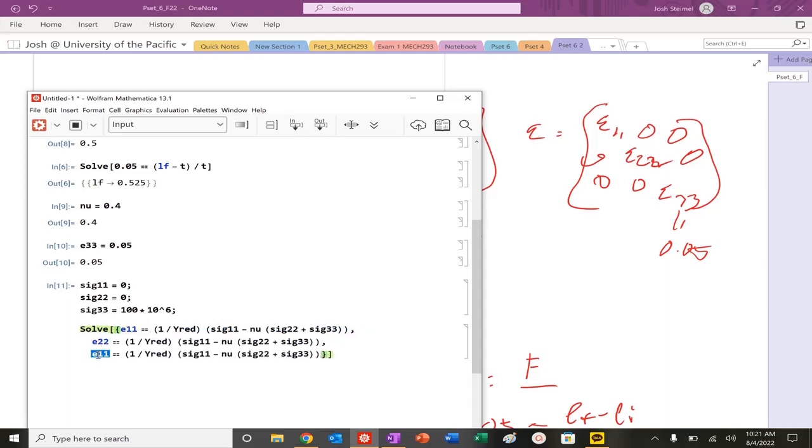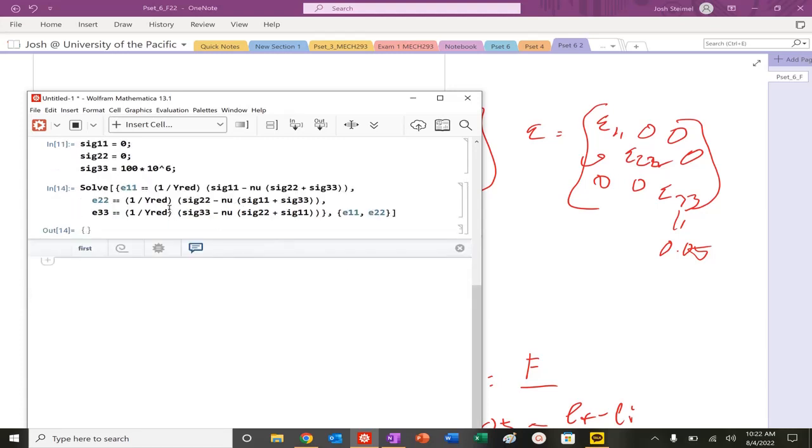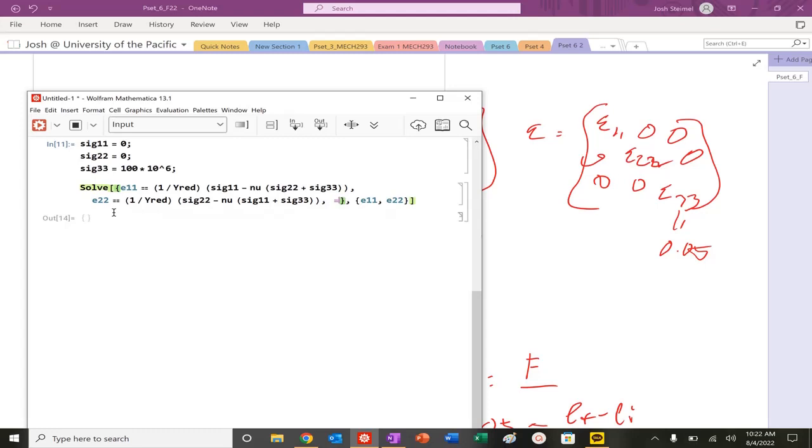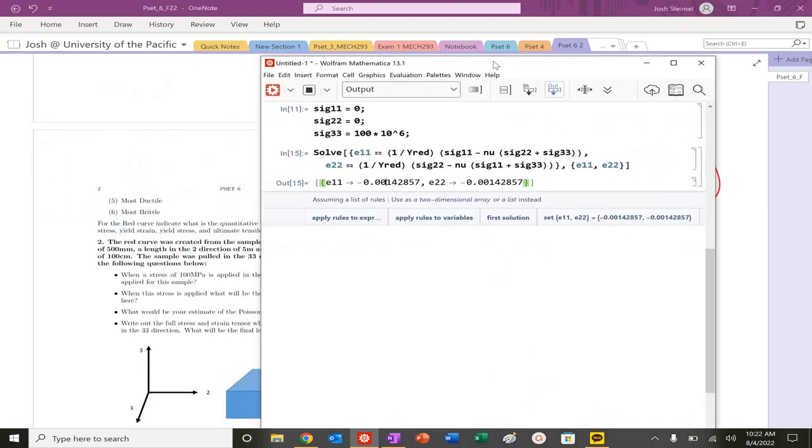So E22, E33, sig 22, sig 11, E33. I'm going to do sig 11 and then solve for E22. And it does not want to tell me what that solution is, but I could just get rid of this one because I'm over-constrained here. And voila! It makes sense because they are constricting and they should be the same amount. I was just over-constrained in that solution. So voila, there we go.